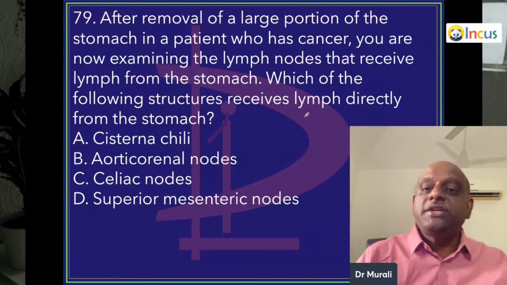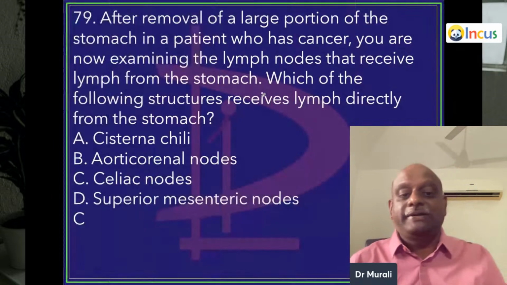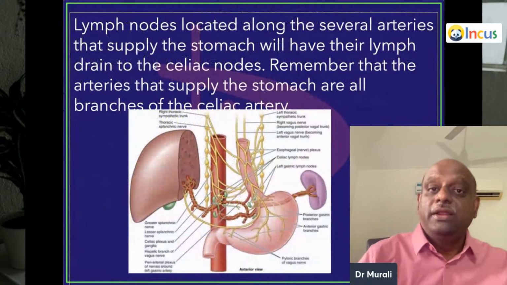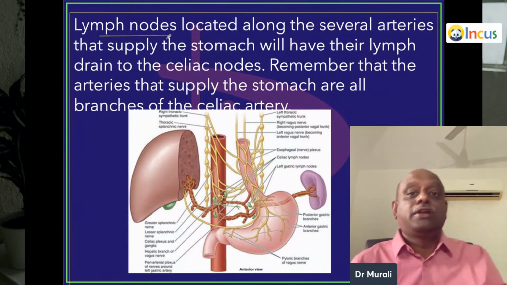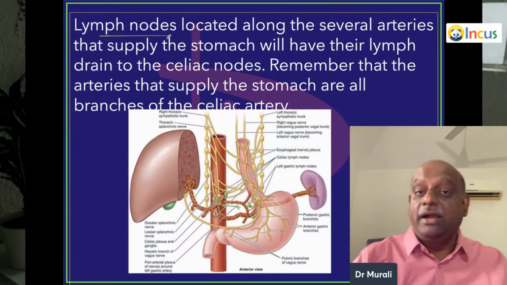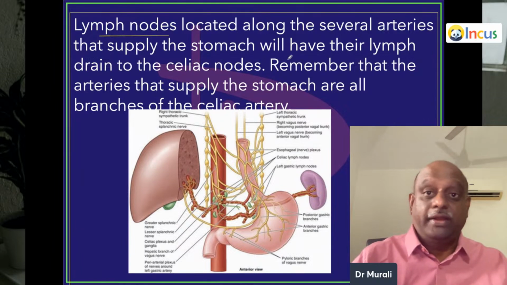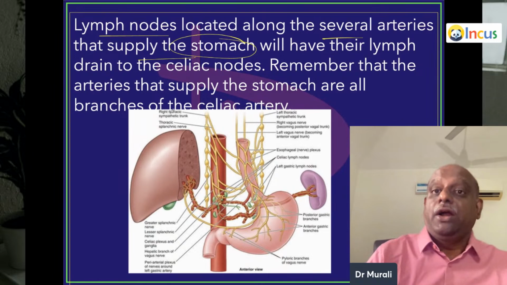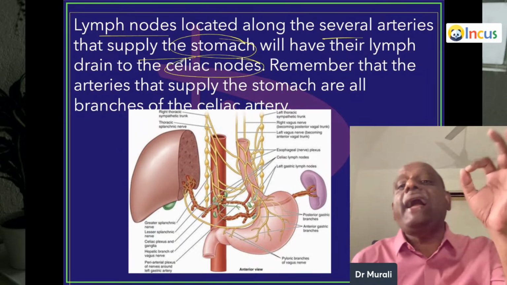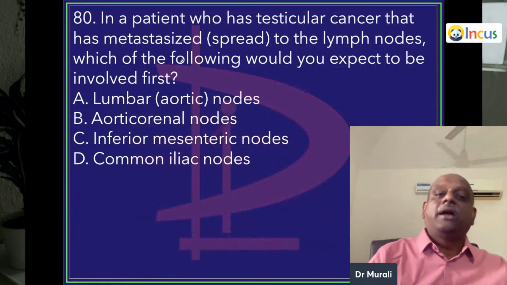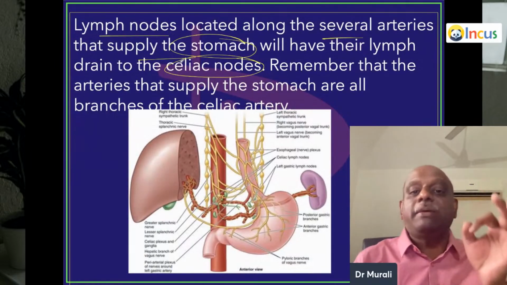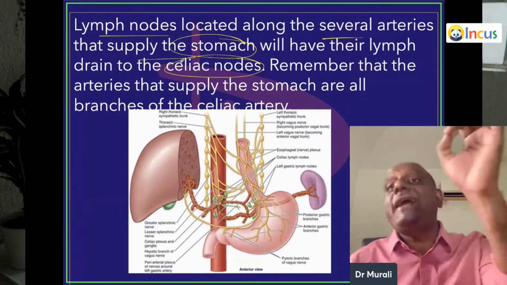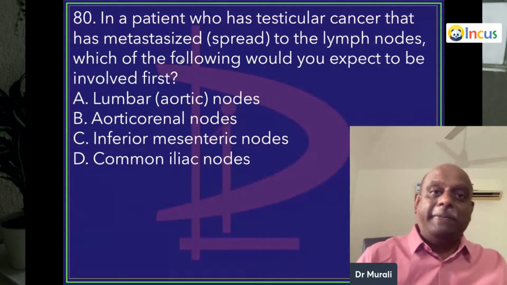Now, which structures receive lymph directly from the stomach? So you should know lymph nodes typically are located along with the several arteries that supply the stomach. All of them will drain into the celiac group of the lymph nodes. And all the arteries that supply the stomach are all the branches of celiac artery is what you should remember.